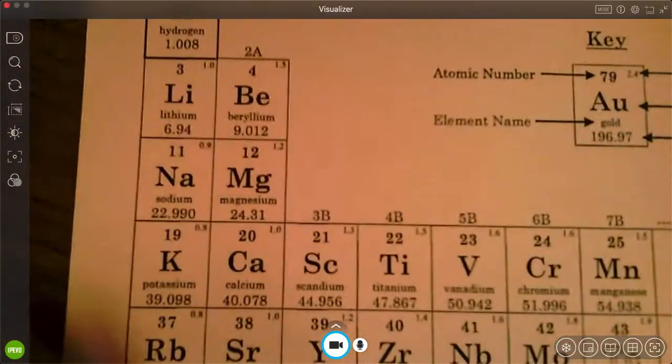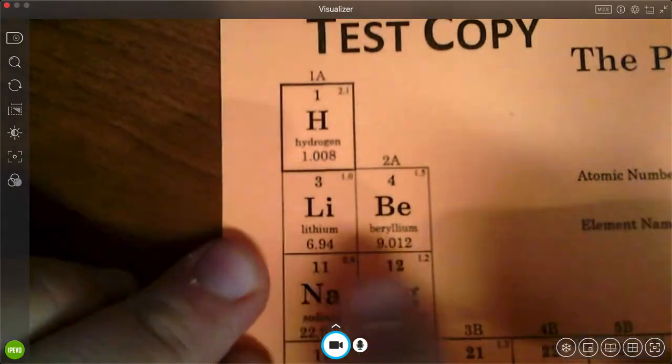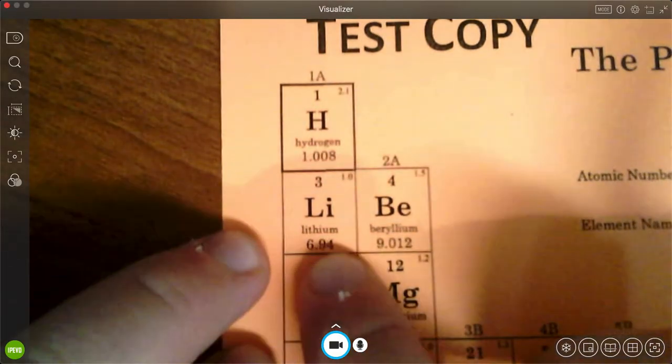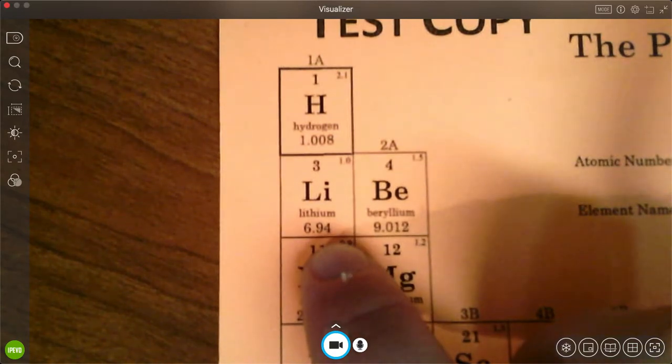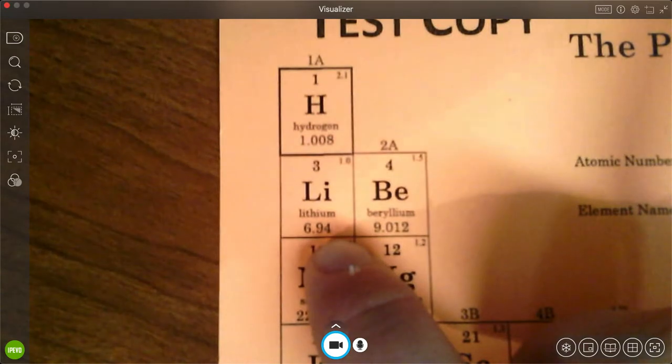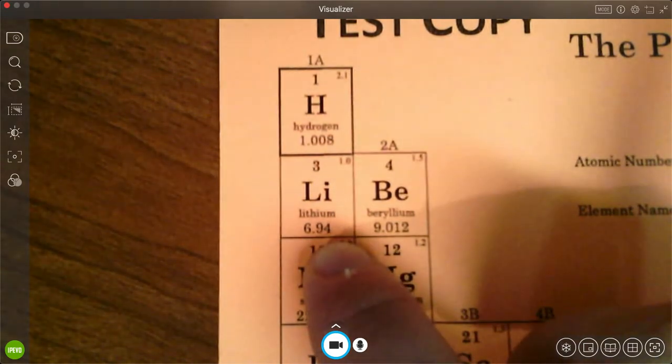First things first, lithium. Right there. Average atomic mass is 6.94. So if we're trying to decide if it is 6 or 7, it is closer to 7 here. I would say it's probably about 90% lithium-7, maybe about 10% lithium-6 to get an average atomic mass like that. So it's mostly lithium-7 in a sample of lithium.